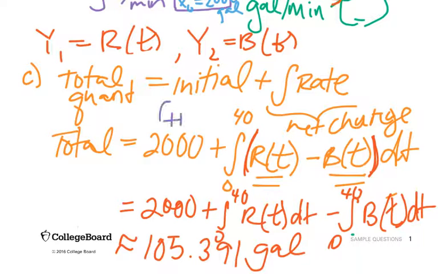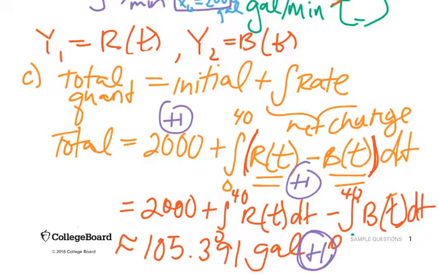You get 1 point just for remembering that you have to consider the initial condition when you're talking about the total or overall quantity. You get your next point by taking the integral of r of t minus b of t dt from 0 to 40. So knowing how to set up that integral to find the change from 0 to 40. And then the final point comes from getting the correct answer here of approximately 105.391 gallons.